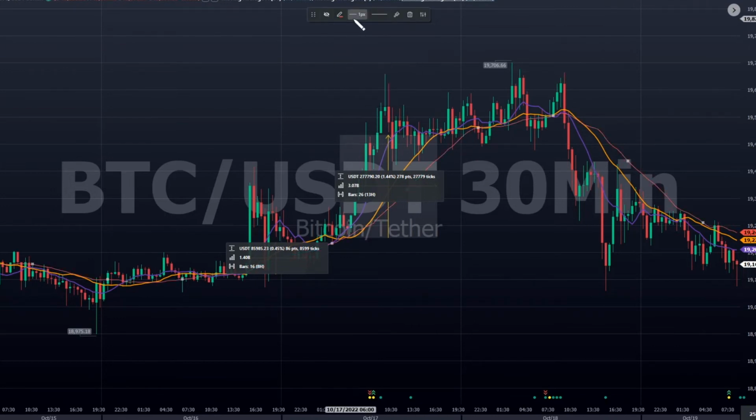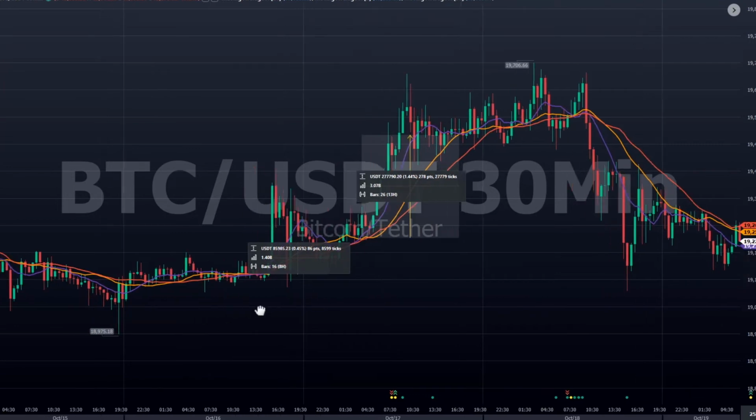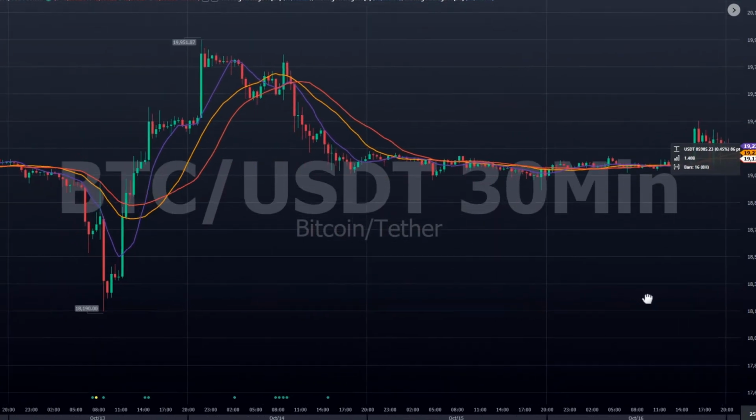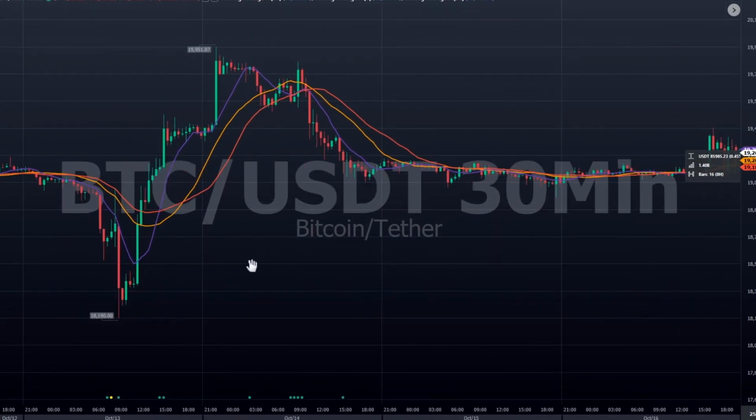Done. Now, see that the shorter average is still the 9 periods and you'll keep analyzing it. But now, the signals are considered only when the short average crosses the other 2. When it crosses the middle one, keep an eye on it. And in the moment it crosses the longer one, the signal is activated.